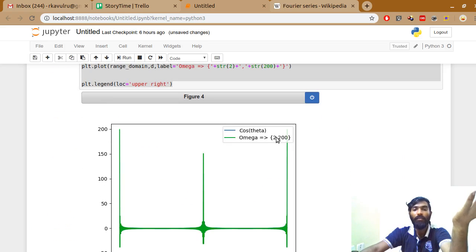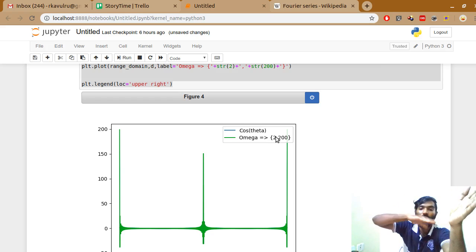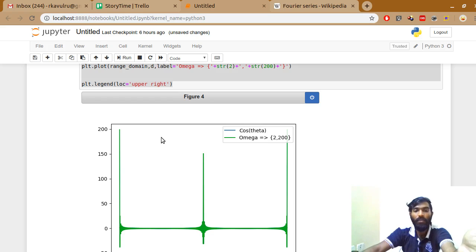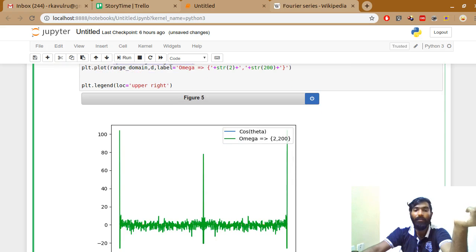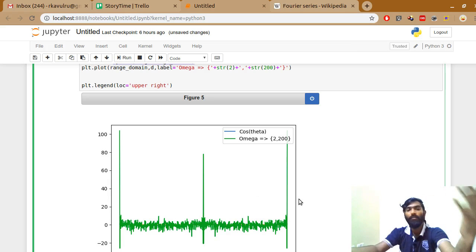So I did cos 2 theta plus cos 3 theta and so on, up to cos 200 theta. There are 200 waves summed up in this, and so you see 3 peaks. If your given input was a function similar to this, then your Fourier series will be a sum from 2 to 200 of cos. Similarly, for each of the waves, I have multiplied a random weight, and I got this.